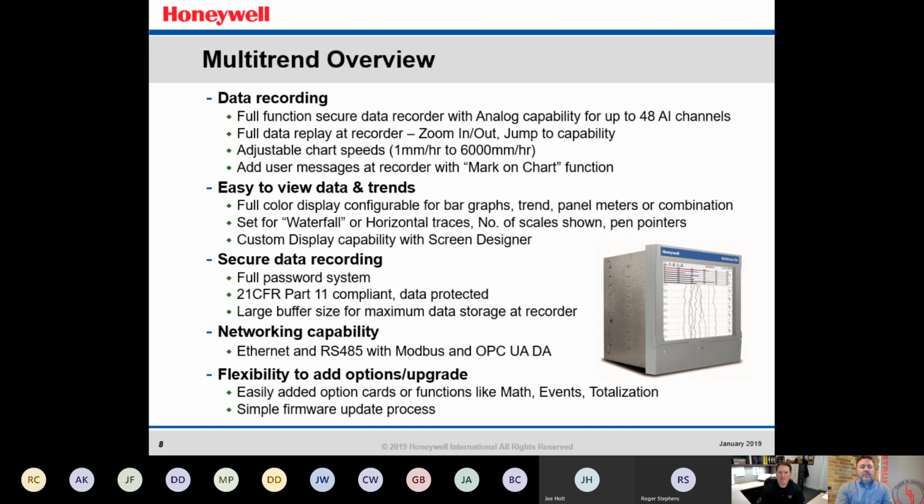Easy view data and trends. We talked a little bit about this. The recorder can have bar graphs. It can have horizontal traces, vertical traces, and the capability for special graphics if you want to have a graphic of your particular application on the front of the recorder.